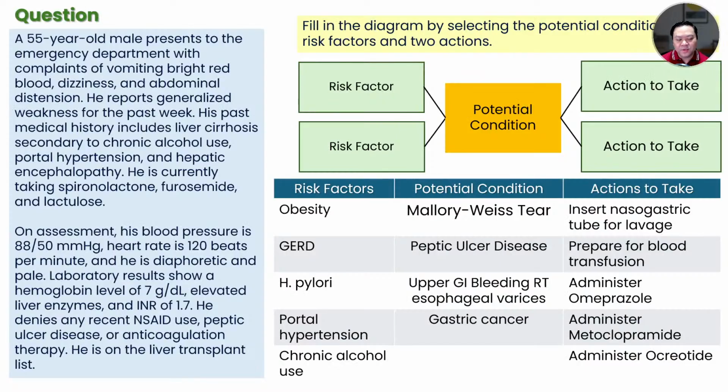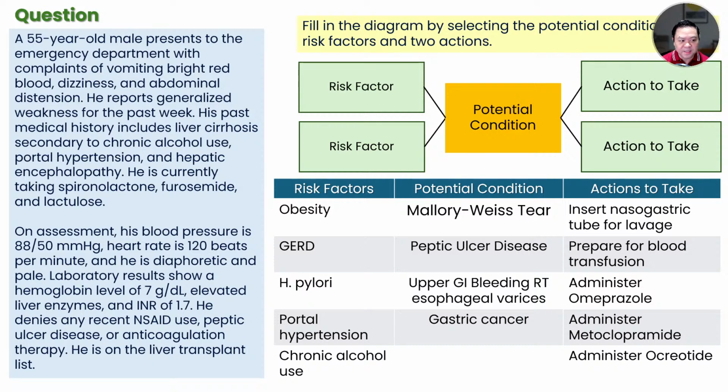Now, here's the question. A 55-year-old male presents to the ED with complaints of vomiting bright red blood, dizziness, and abdominal distension. He reports generalized weakness for the past week. His past medical history includes liver cirrhosis secondary to chronic alcohol use, portal hypertension, and hepatic encephalopathy. He is currently taking spironolactone, furosemide, and lactulose.